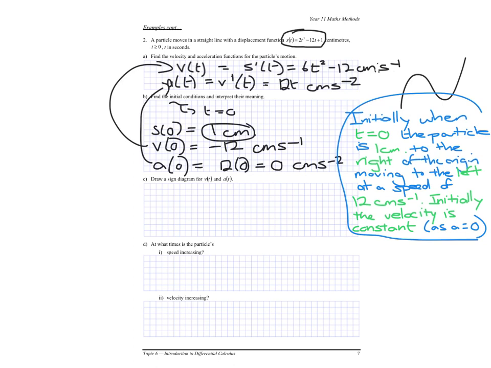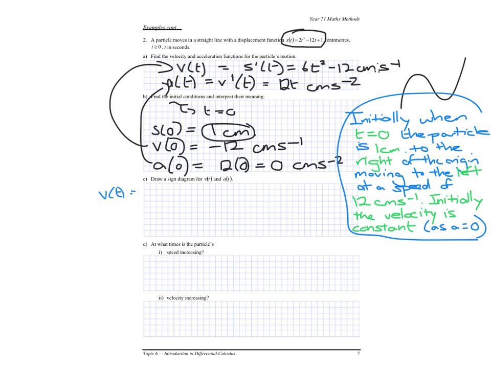Notice that we've used every bit of information. We've talked about what it means that t equals 0. We've talked about what it means that S of 0. We've actually said what it means. We've said what V of 0 means. We've said what A of 0 means. So you've got to make sure that you interpret what it's actually talking about: left or right, increasing or decreasing, constant, position, etc. Then we're going to draw a sign diagram for V of t and A of t next. Well, of course, when we draw a sign diagram, we have to make it equal to 0. So let's first do V of t.